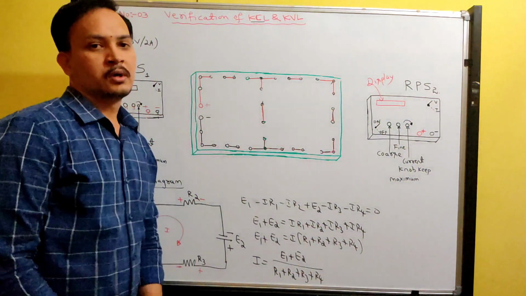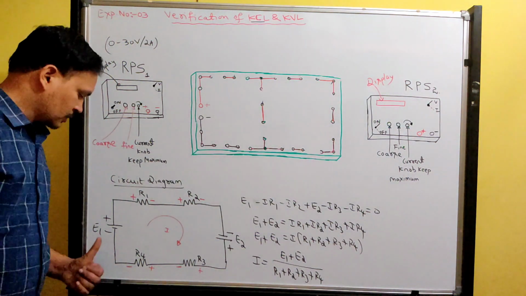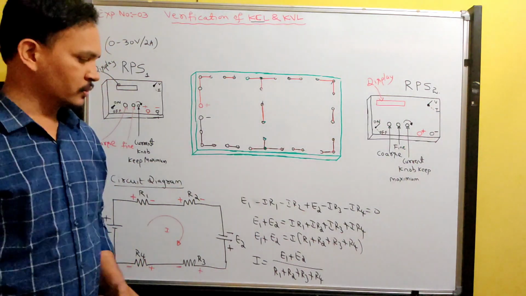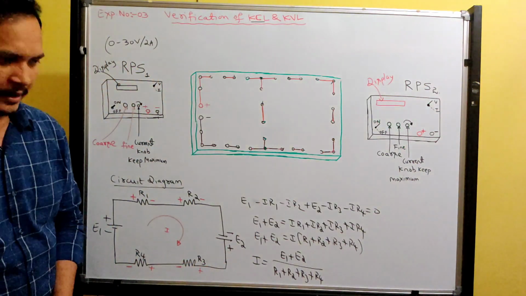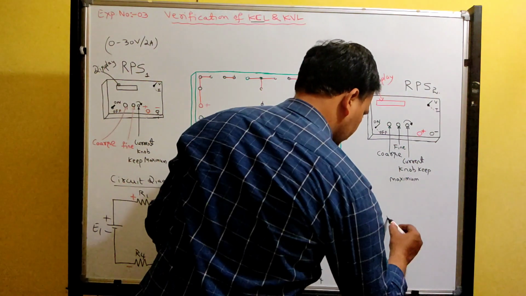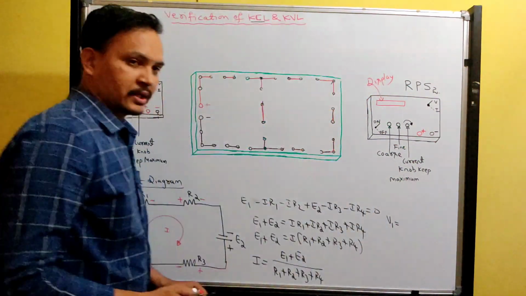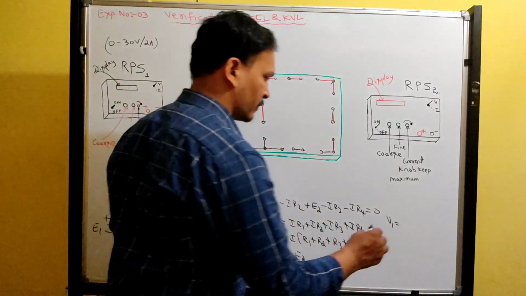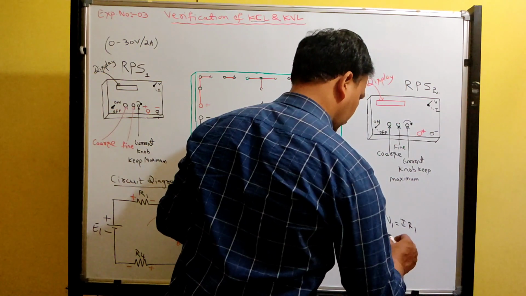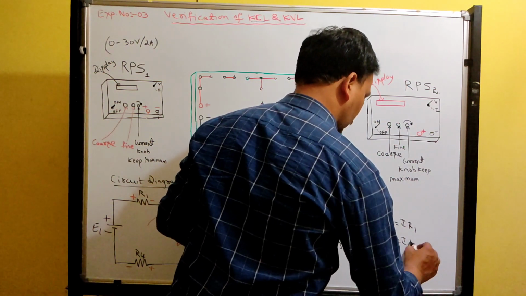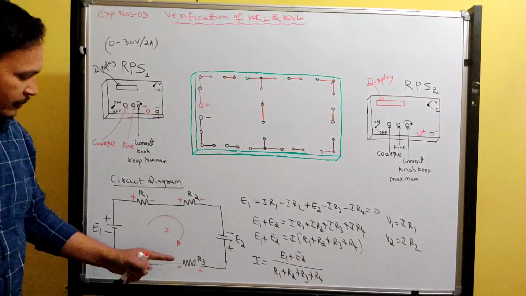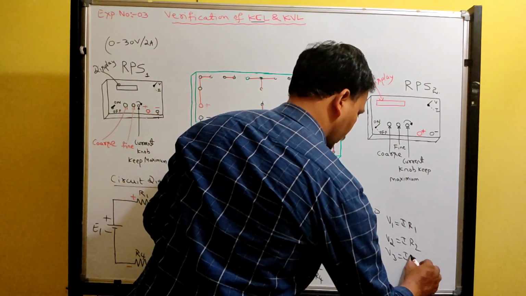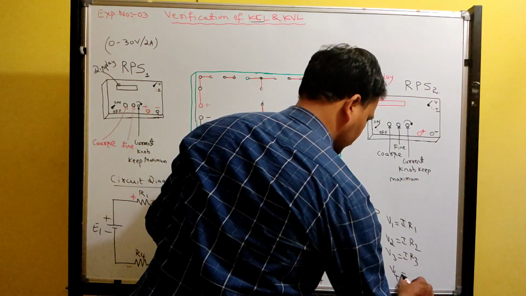They will give all the values in the question: the E1 value, the E2 value, and all the resistor values. So you find the current I, and later find the voltage across each resistance. What is the voltage drop across R1? I into R1, that is V1, IR1. Then find V2, I into R2. What is the voltage drop across R3? Very good, I into R3. What is the voltage drop across resistor 4?